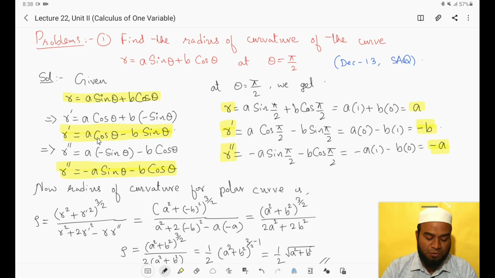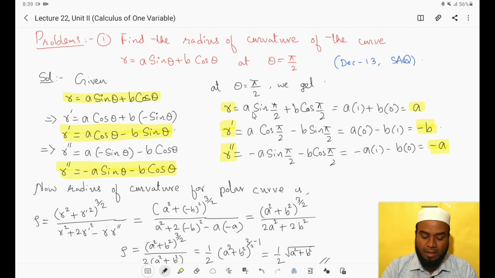So we got r dash to be a cos theta minus b sin theta. We have to differentiate this once again. Then we will get r double dash, which is minus a sin theta minus b cos theta, right? Because the given question is to find the radius of curvature at a specific point, theta equals pi by 2. So that's why we have to substitute theta equals pi by 2 in r dash and r double dash.